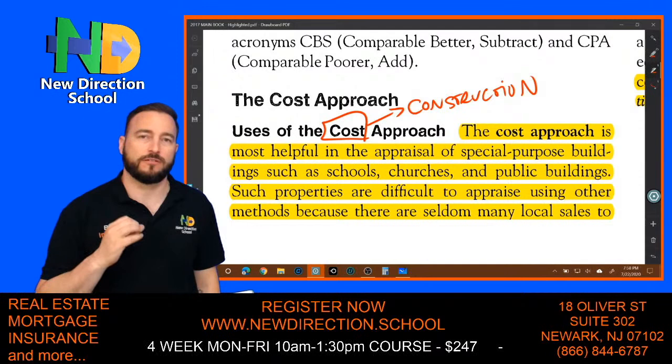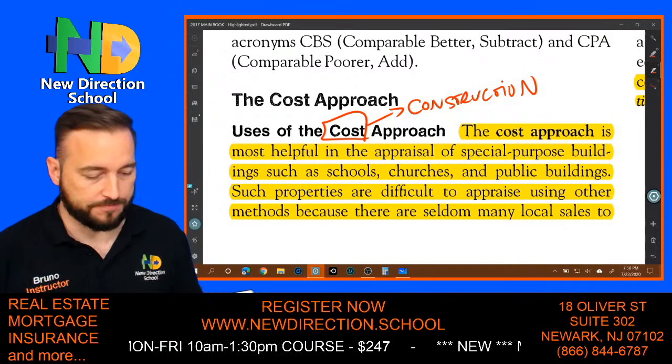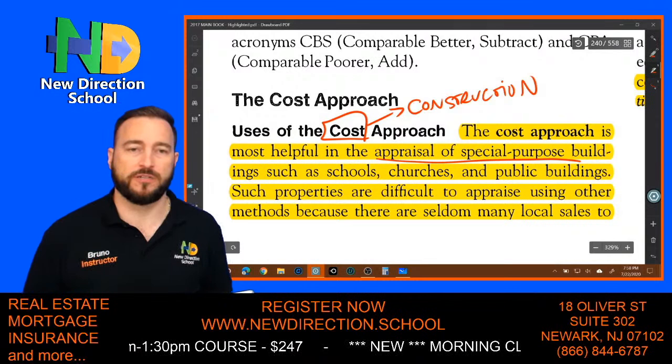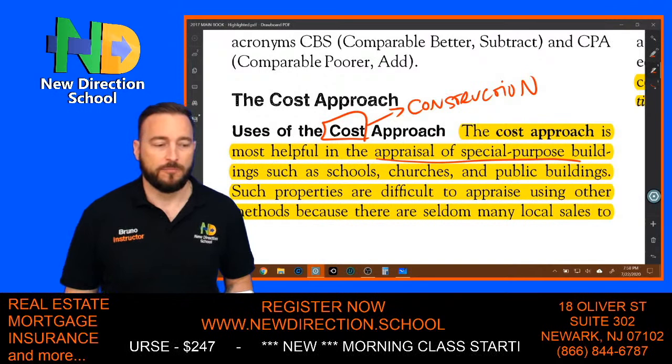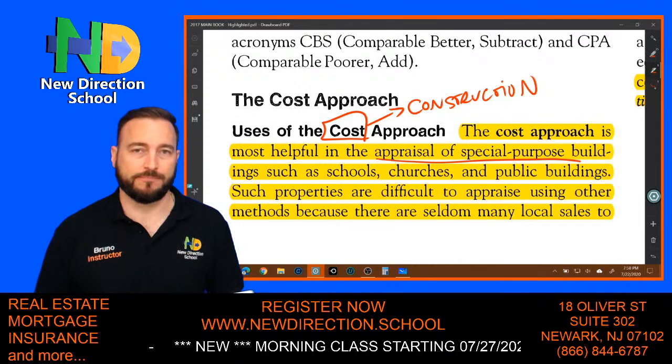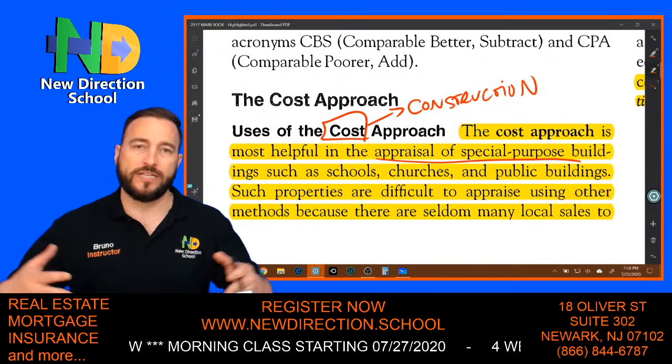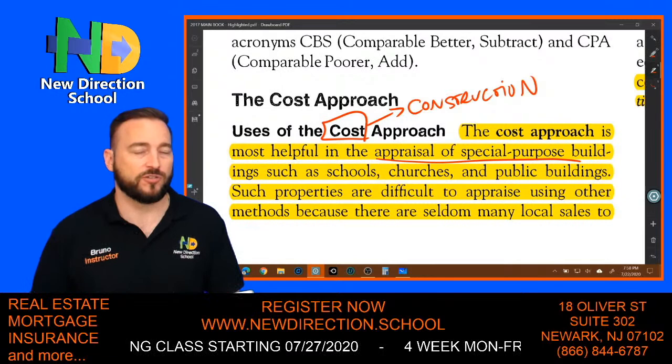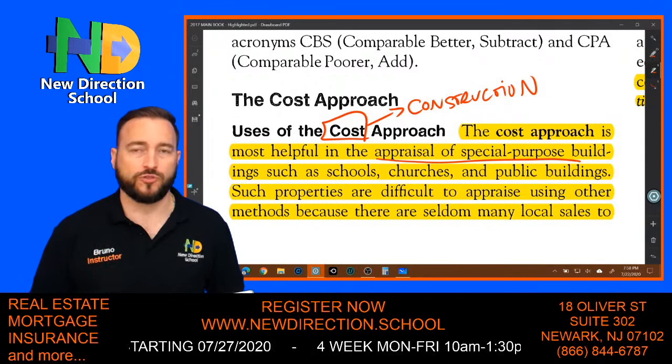So why would we use the cost approach? Well, this is mainly for appraisal of special purpose buildings like churches, schools, hospitals, and so on, public buildings. And why? Because there's not many sales, there's no income that's produced by these types of properties. Therefore, there's no way to use comparables for it. And the third approach is the income approach, so it makes it also difficult if there's no income. So what can we use? Cost approach or replacement approach. So how much does it cost to substitute the building?